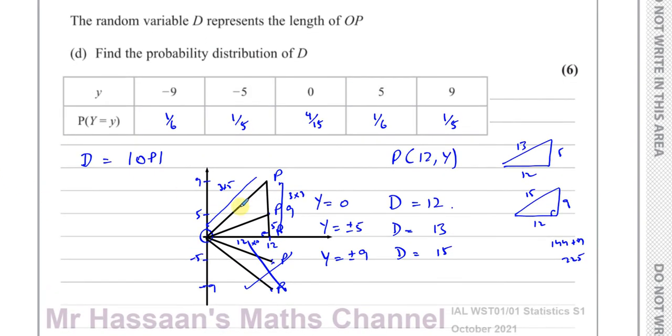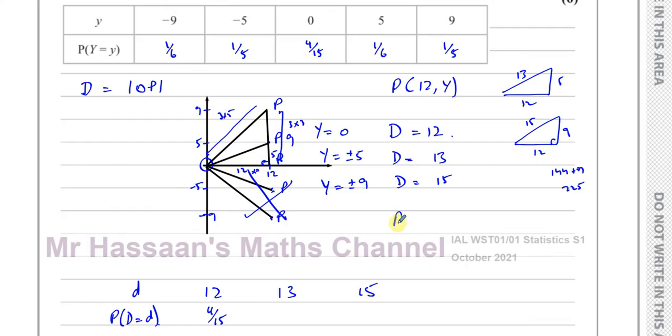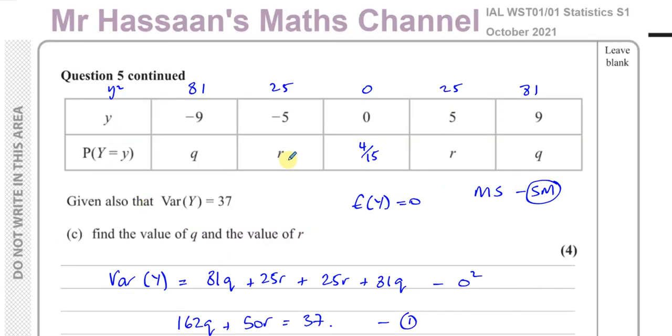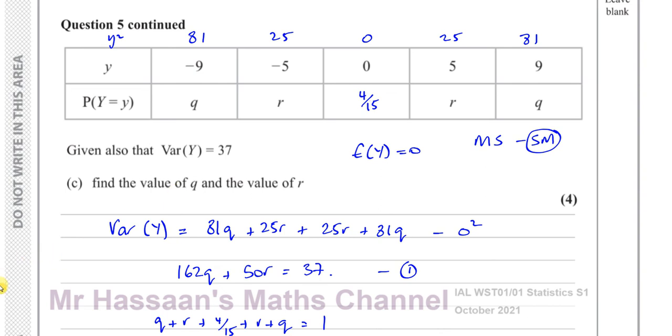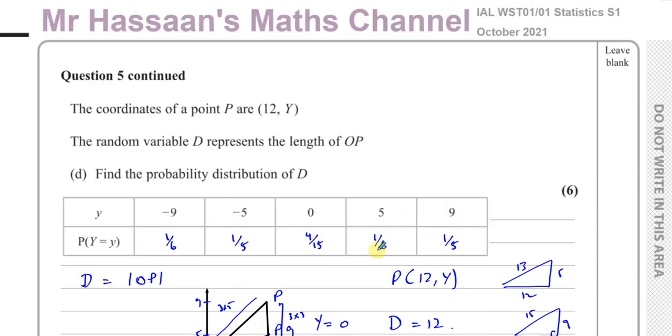And what's the probability that D is going to be 13? The probability that D is equal to 13 is going to be given by when y is plus or minus 5. So, what did I do something wrong there? 1 second. R is 1/5. So these two are 1/5. I think I wrote something wrong there. That should be 1/5 and that should be 1/6. I just copied them out wrong. That should be 1/5 and that should be 1/6. Okay, you didn't notice that.